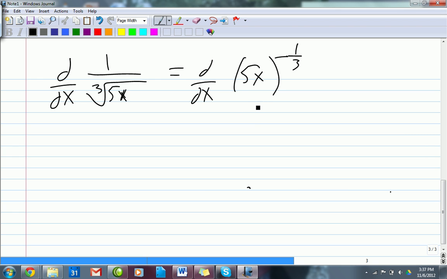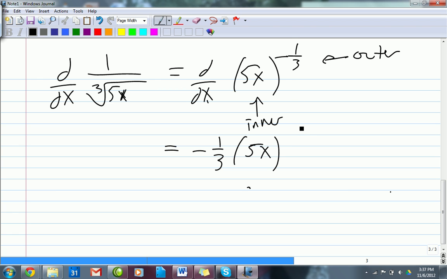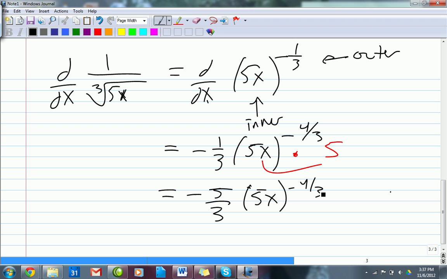So again, I have a composition of two functions, the inner function being 5x and the outer function being to the negative 1/3. So the chain rule says you attack the outermost function first. The negative 1/3 comes down, you keep the inner function intact, and you bump the power down 1 by the power rule. And then here comes my chain step. I'm going to multiply by the derivative of my inner, which is 5. And we can clean that up: the 5 and the negative 1/3 multiply to be this. Bada bing, bada boom.